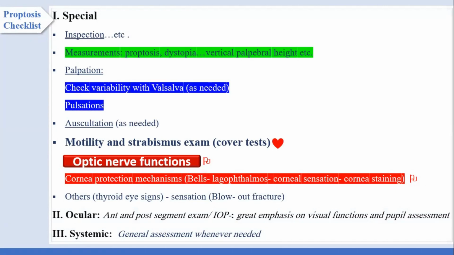Good morning. For optic nerve functions, mainly 5 things we have to check. First is the visual acuity of the patient with the Snellen's chart, and then pupil function, the reflexes, direct and indirect. Then we have to check the color vision of the patient, contrast sensitivity, and finally the fundus. Visual acuity, color vision, contrast sensitivity, pupils, and fundus.